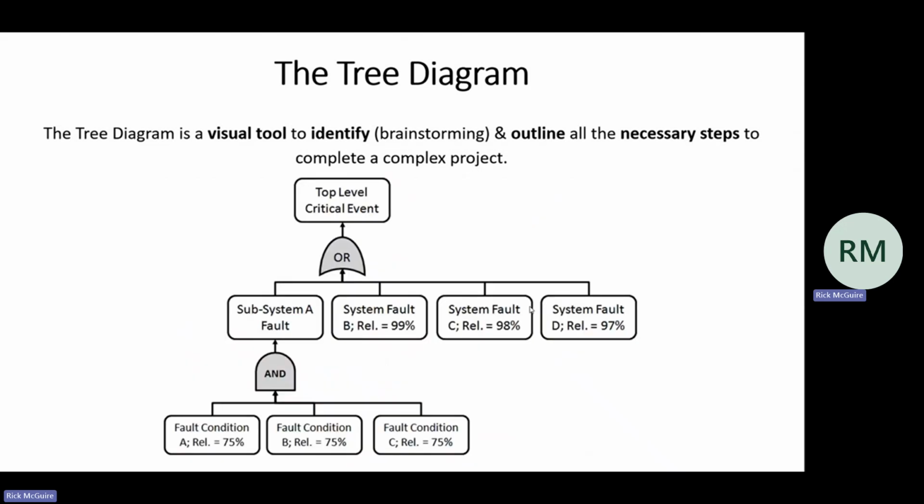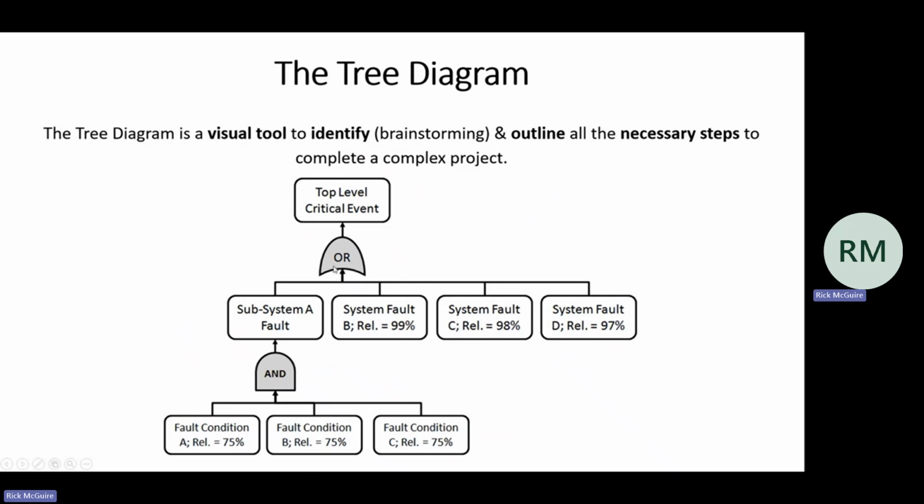Okay, the other way to use the tree diagram in terms of quality is a fault tree analysis. So in the previous example with the project, I started with the goal I was trying to accomplish, right? I wanted to create CQ Academy. Here with a fault tree, we start with our top level critical event. And then we start brainstorming all of the fault conditions that might lead to that top level critical event.